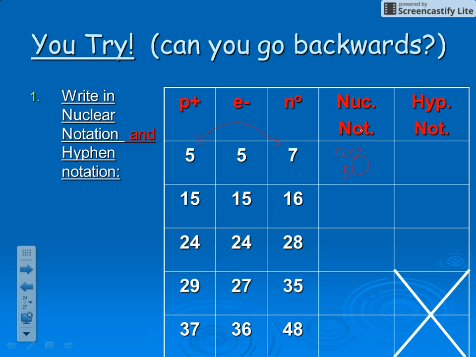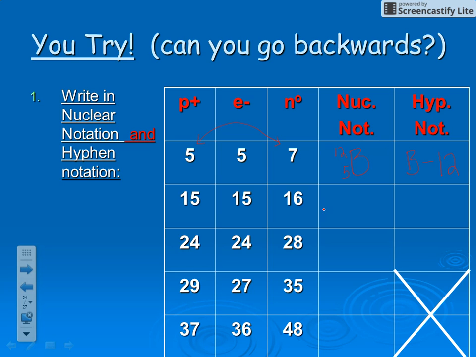That's the nuclear notation. Now, if you were going to represent this in the hyphen notation, you would just put your symbol, or you could put the name. Most people just put the symbol. You put your hyphen, and then after that is your mass number. So remember, 5 plus 7 is your mass number here, so B hyphen 12.